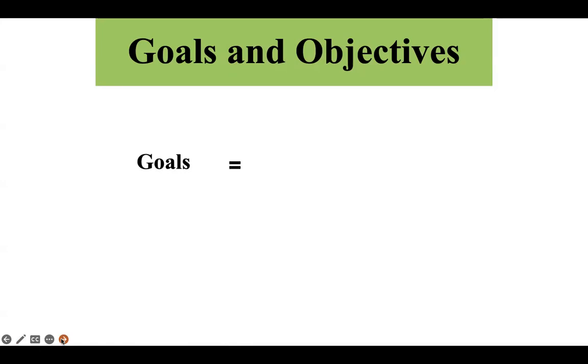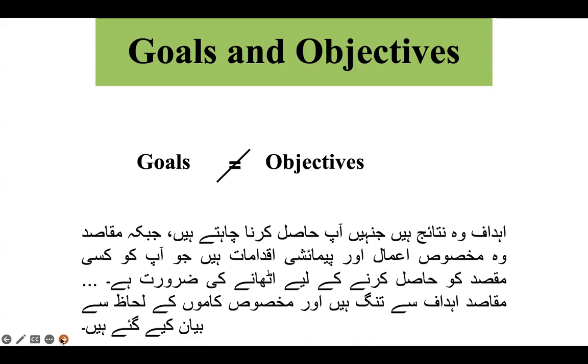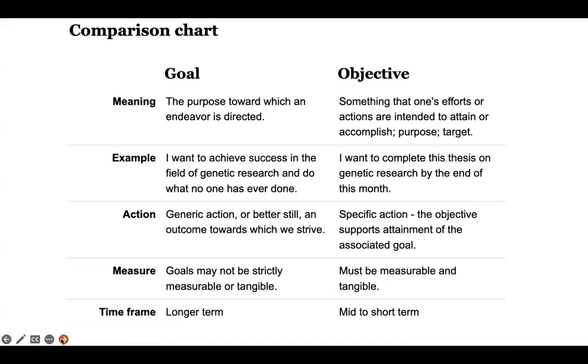Goal is not equal to the objective. There are two different things. These are the translations in Urdu. You can read it, but this is the English. Goal means the purpose towards which an endeavor is directed.